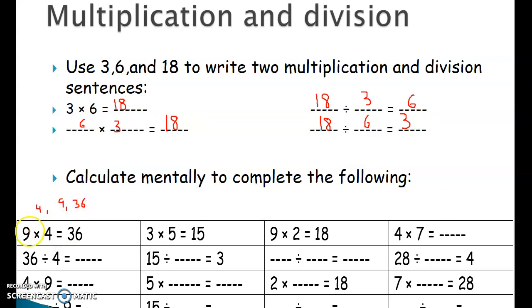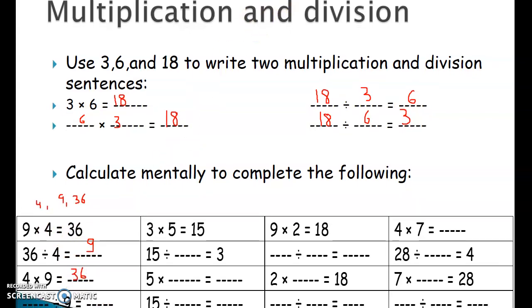9 times 4, we know it's 36. They wrote it for us. 36 divided by 4. Reverse the equation. 36 divided by 4. We know the third number, 9. So I will write here 9. 4 times 9 is the same as 9 times 4, so I will get the same answer, 36.